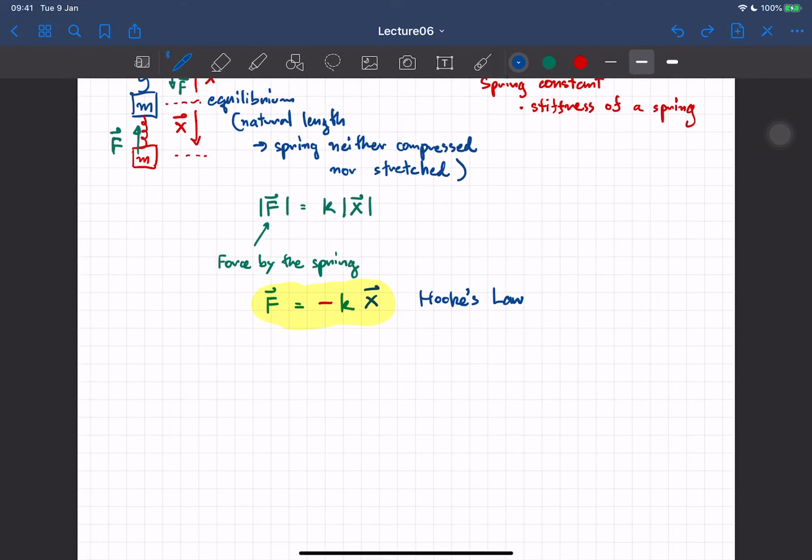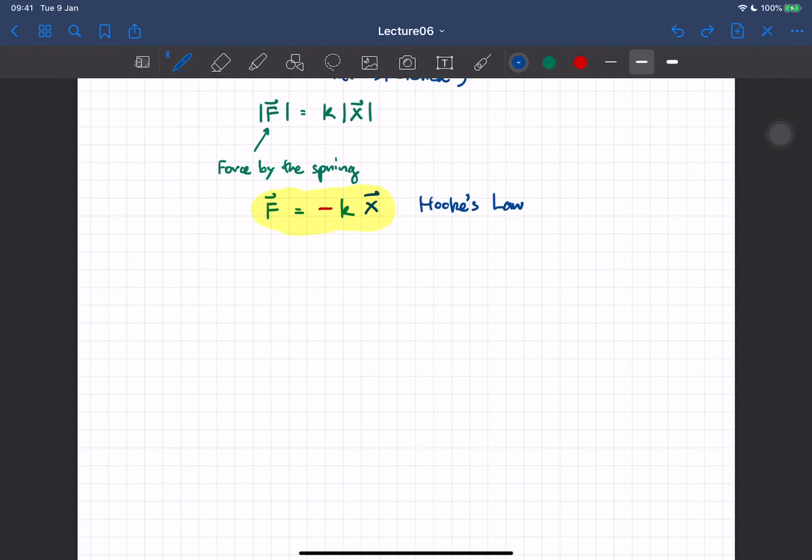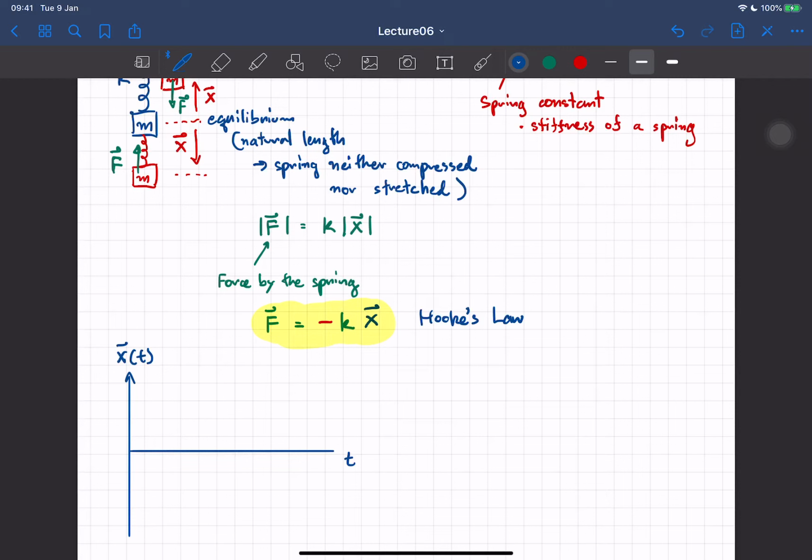So let's now try to describe how the mass is gonna move. Right, so in order to do so, it's probably a good idea to plot some graph. So the graph we're gonna plot is a graph of displacement and time. So we're gonna have displacement of the mass, which depends on time, and then time. Okay, so how do we do that?